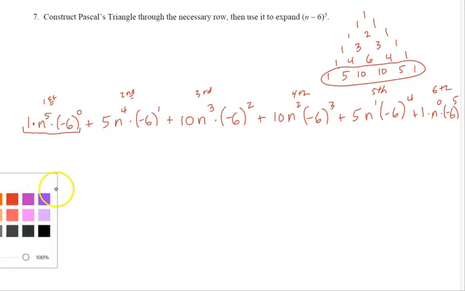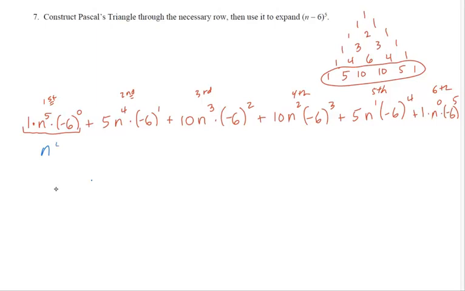I'll do the answer in a different color. So this is going to be n to the 5th. All right, term number 2, -6 to the first is -6 times 5. So -6 times 5 is -30. So that term 2 will have a minus in front of it. So that's going to be -30 n to the 4th.